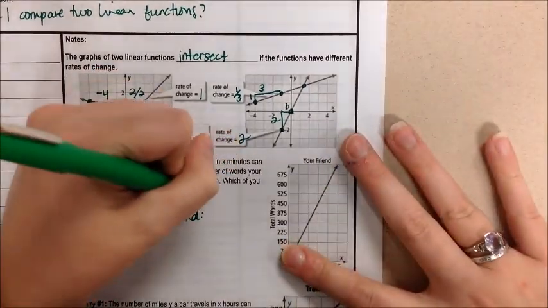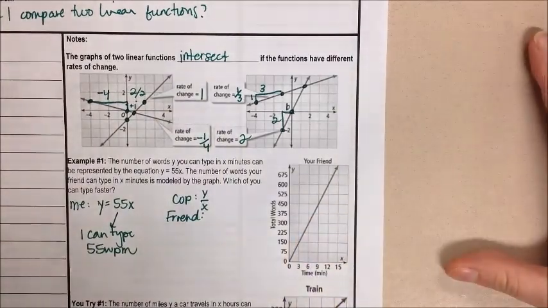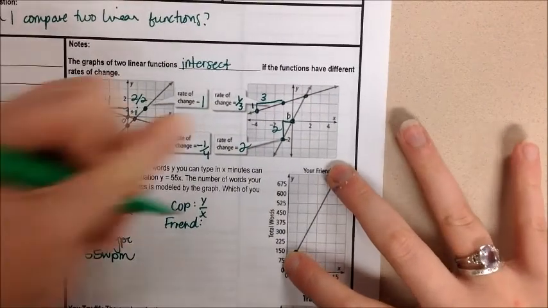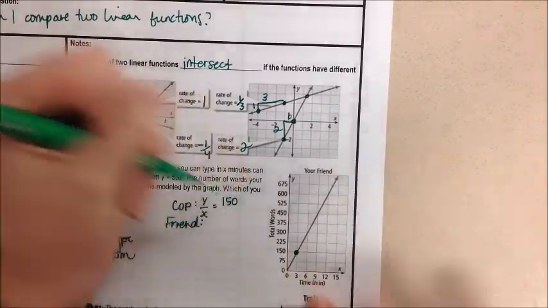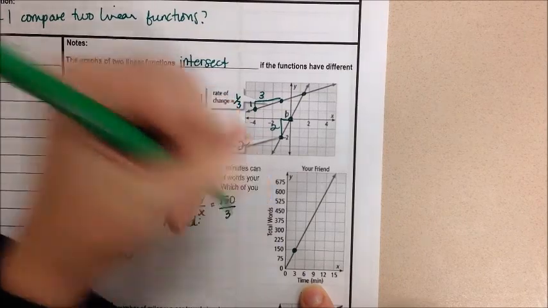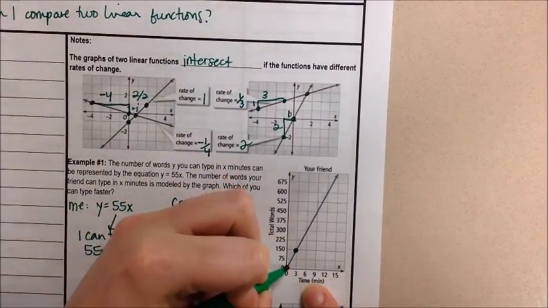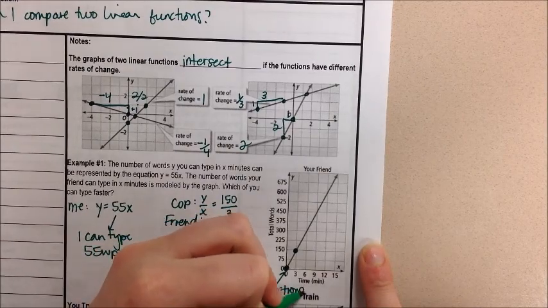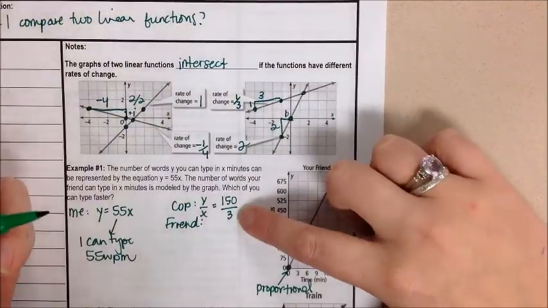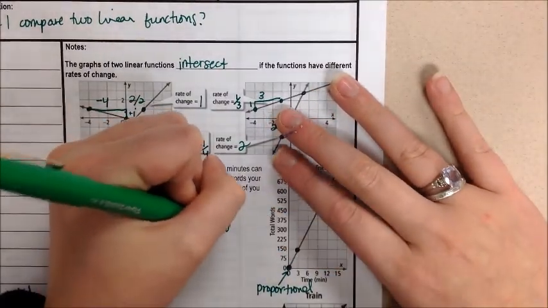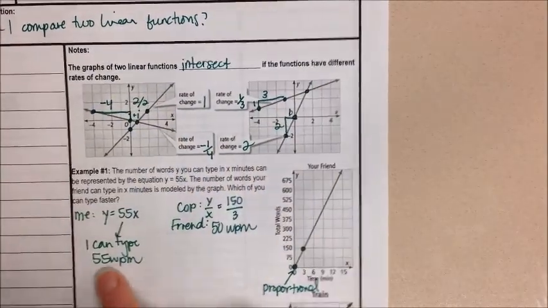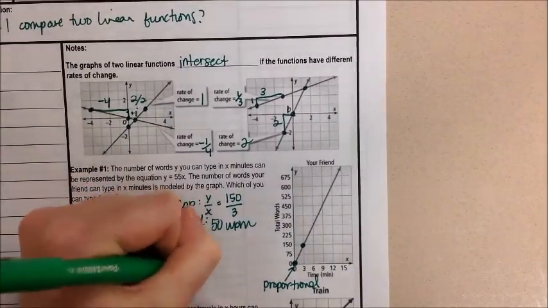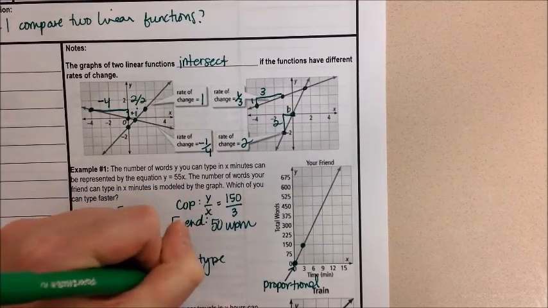Remember, with constant of proportionality, I can just do y over x. Okay, so here's a point on there. My y is 150, and my x is 3. Remember, I'm only able to do this because it goes through 0, 0. Okay, that makes it proportional. Okay, so 150 divided by 3 is 50. So my friend can type 50 words per minute. So now I just compare those two, and I can type faster. Okay?